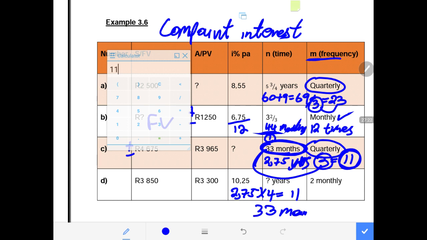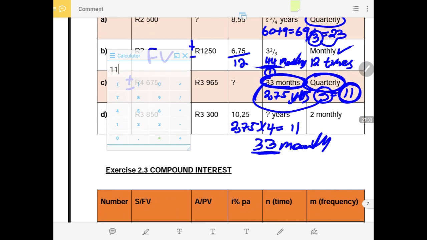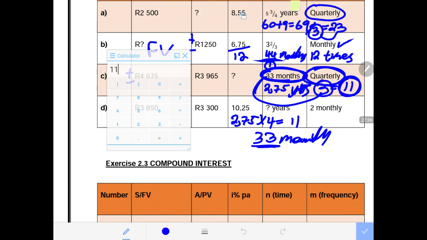But if we have the number of months, in this case 33 months, in which the amount was invested, and you know it was compounded quarterly, then because these are months, we need to say how many months we have in a quarter. We have 3 months in a quarter. So if we invested this over a period of 33 months, we need to divide by the number of months in a quarter, so that we know how many quarters are in 33 months, so that we can know how many times this interest will be compounded.